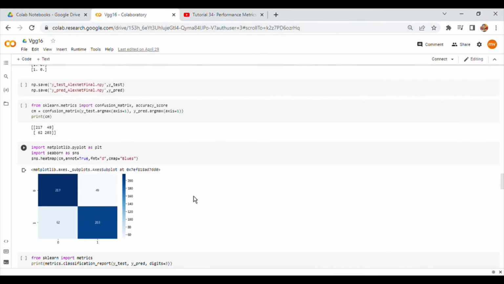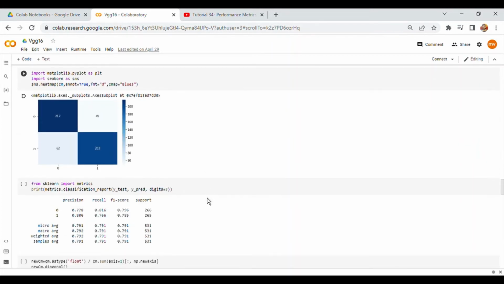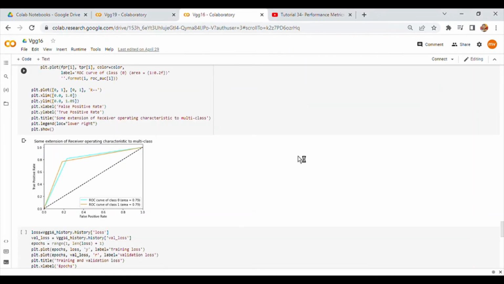From this confusion matrix, one can easily observe that the true positives and true negatives are higher, which shows the architecture suits best for the classification of autism, as it is a binary classification. VGG16 suits it best. We can see the ROC curve of the VGG16 architecture. Here class 0 represents the autistic ones and class 1 represents the non-autistic ones.